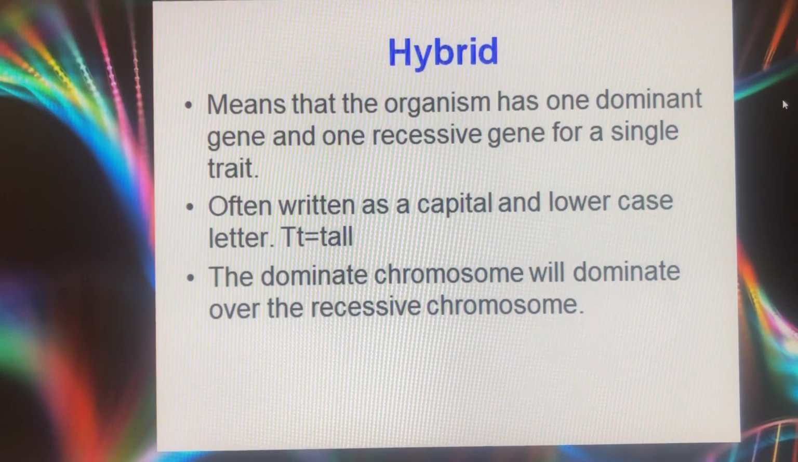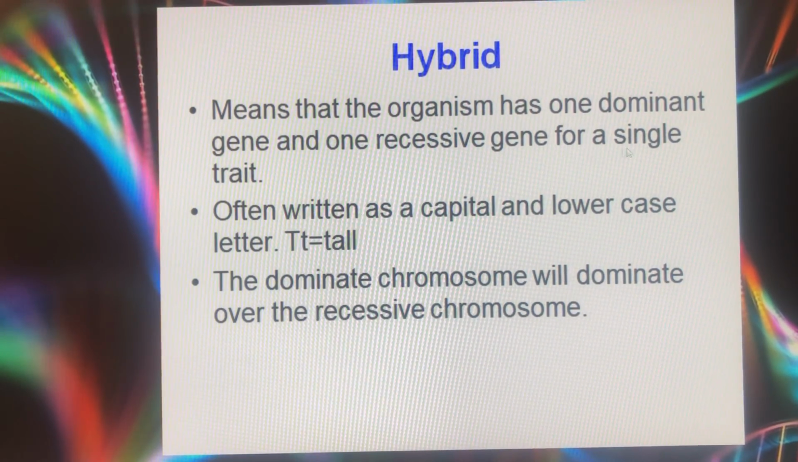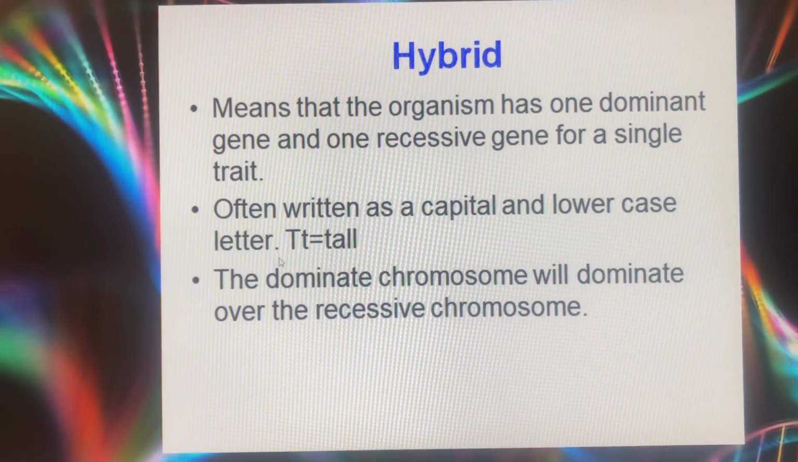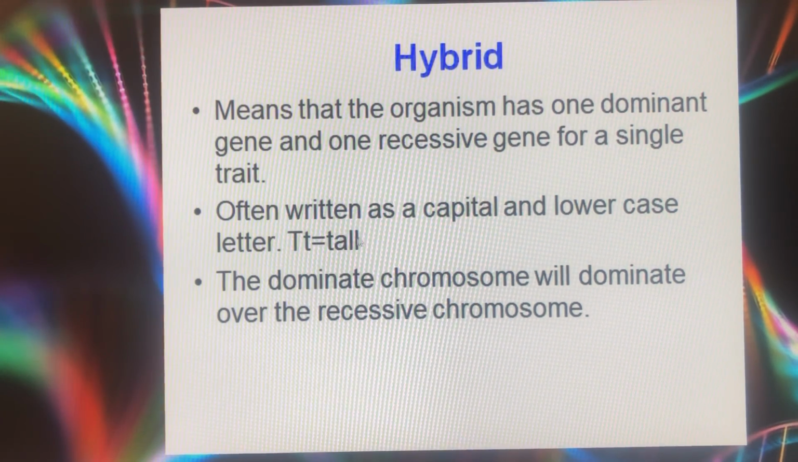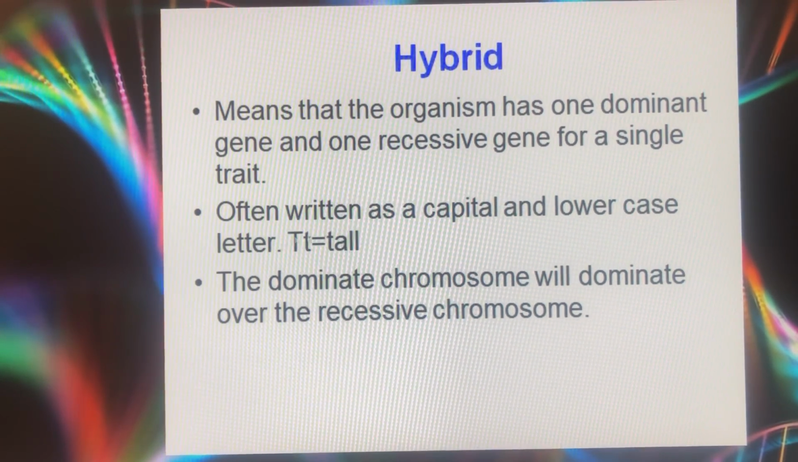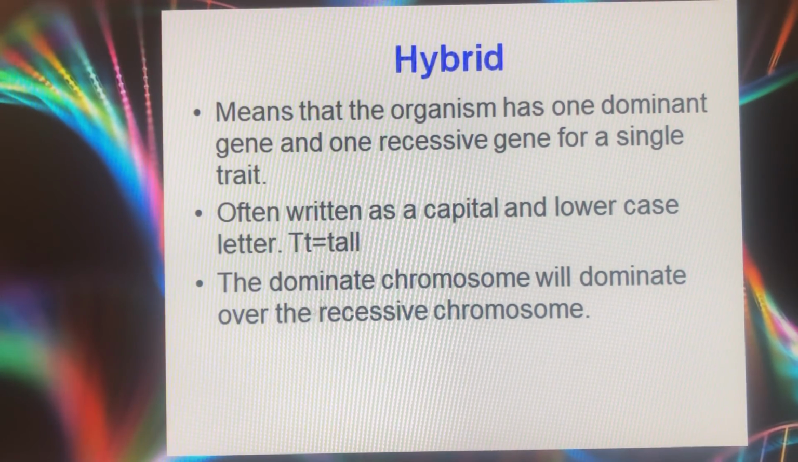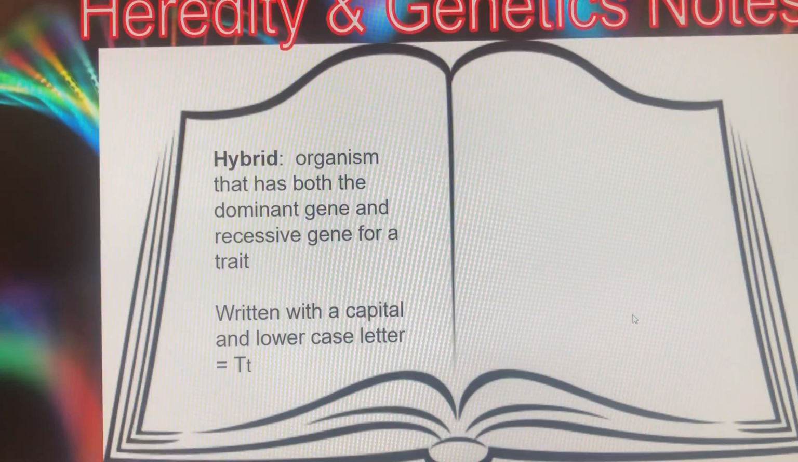Okay, what is a hybrid? A hybrid means that the organism has one dominant gene and one recessive gene for a single trait, often written as a capital and lowercase letter. So when you see capital T, lowercase t, that will be seen as tall, okay, but it is a hybrid because it's a combination of a dominant trait and a recessive trait. The dominant chromosome will dominate over the recessive chromosome.